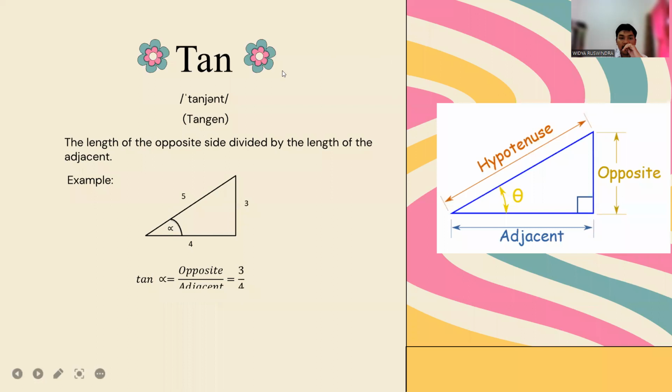And next is tangent. And tangent in Indonesian we say tangen. For definition, the length of the opposite side divided by the length of the adjacent. For example, this is a triangle. So the tangent of alpha is opposite side over adjacent. The opposite side is 3 and adjacent is 4. So the tangent of alpha is 3/4.